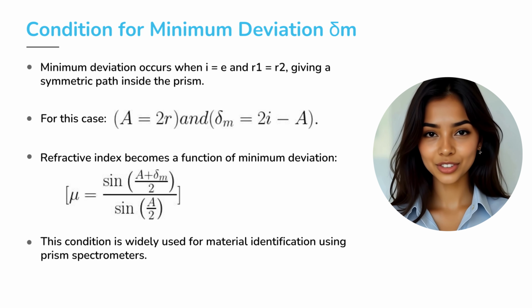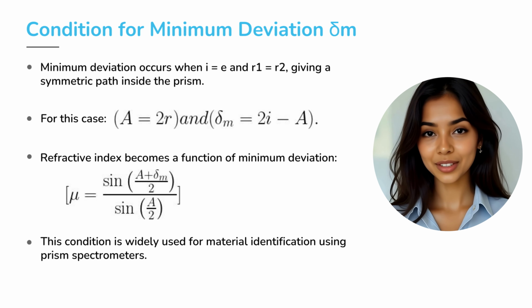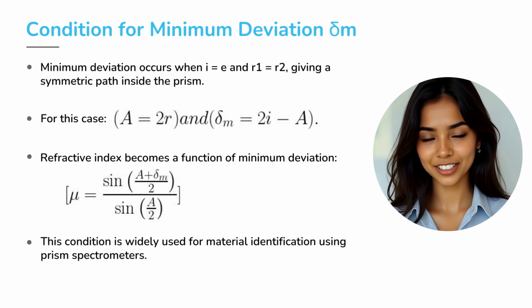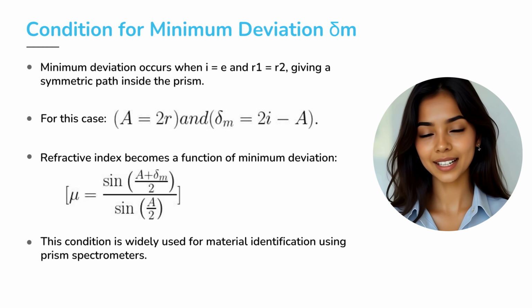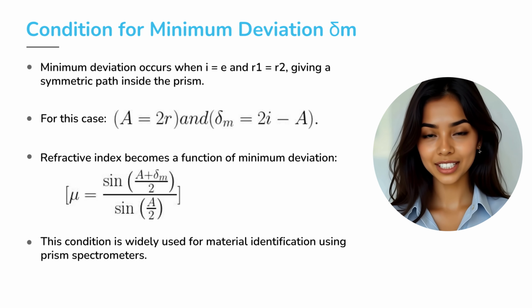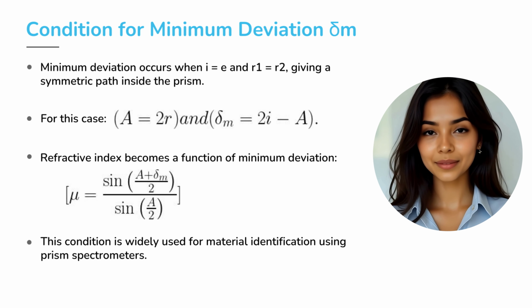This formula is not just a math trick, it's a powerful tool. Scientists and engineers widely use it in prism spectrometers to find the refractive index of materials precisely and identify substances based on how much they bend light at the minimum deviation point. Think of it like tuning a guitar string to the perfect pitch. When the light's path is just right, the prism reveals secrets hidden inside materials.